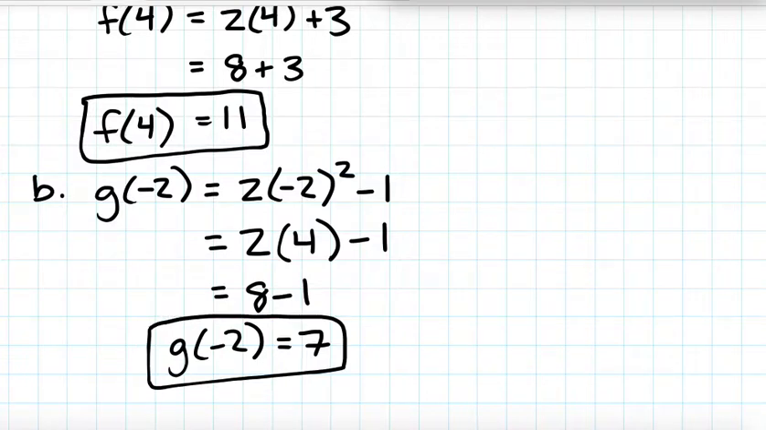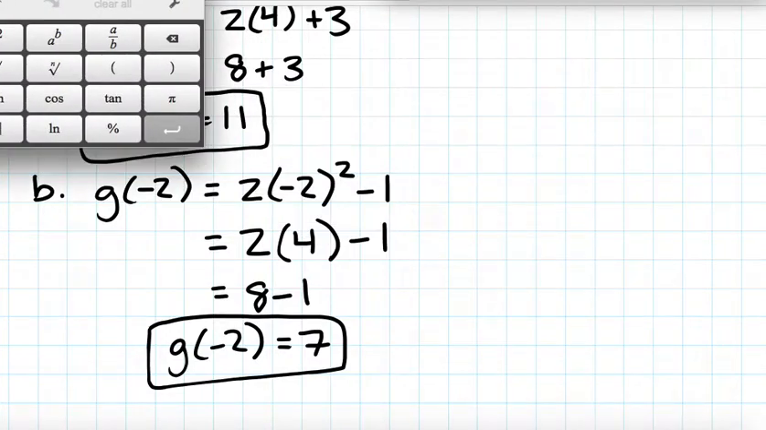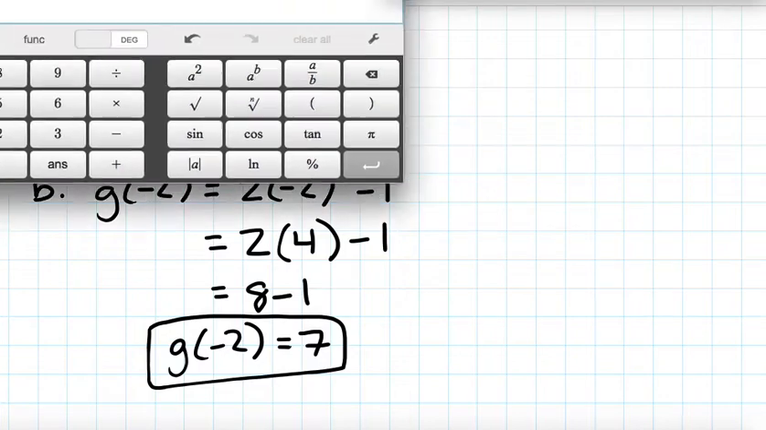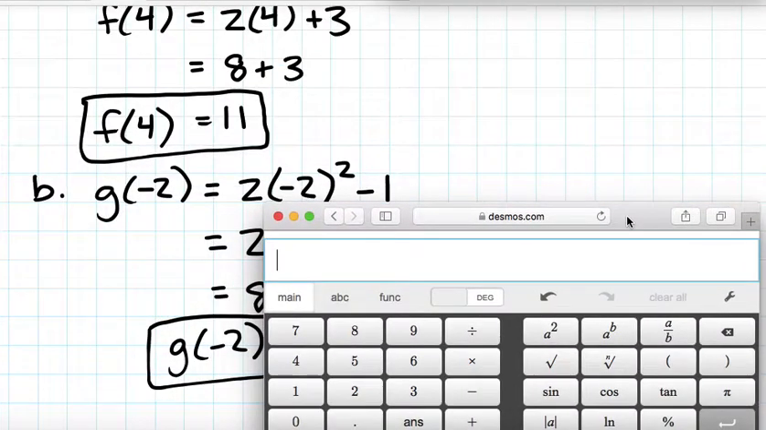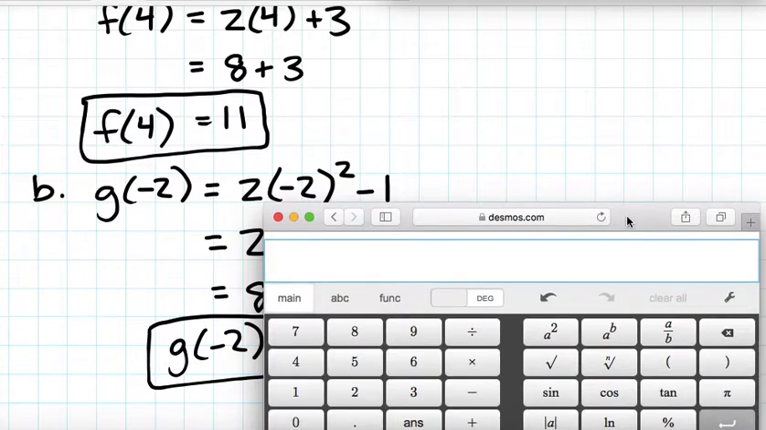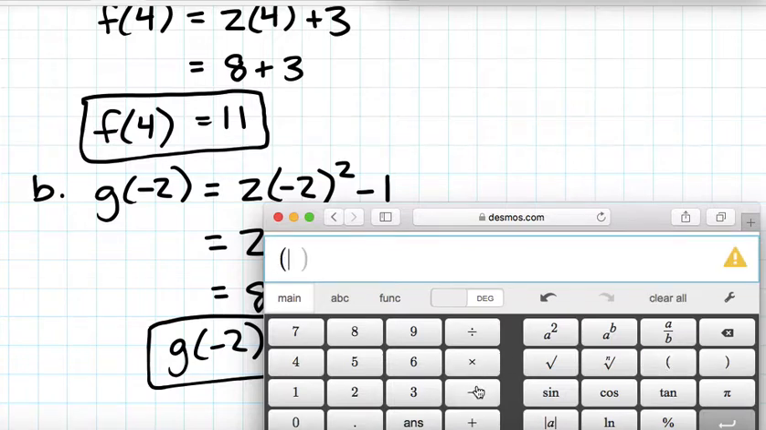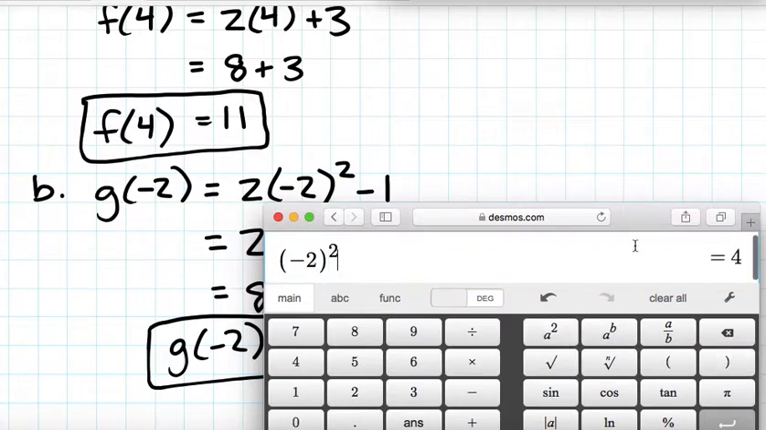Now I want to show you what this looks like on a calculator here. When you're typing negative numbers into a calculator, and this is a calculator from a website called Desmos.com, there's a link to this calculator on Blackboard, but for any scientific or graphing calculator, when you're typing this in, squaring the negative 2, you need to use parentheses. So I need to put parentheses around negative 2 squared to give me the positive 4.